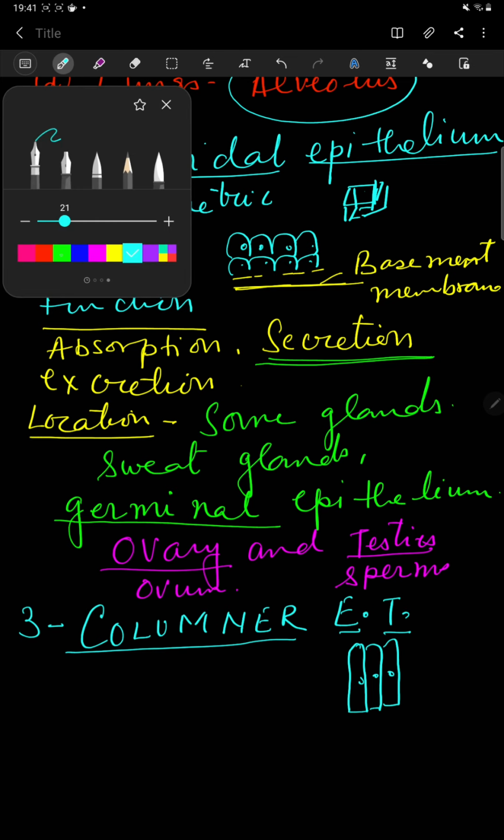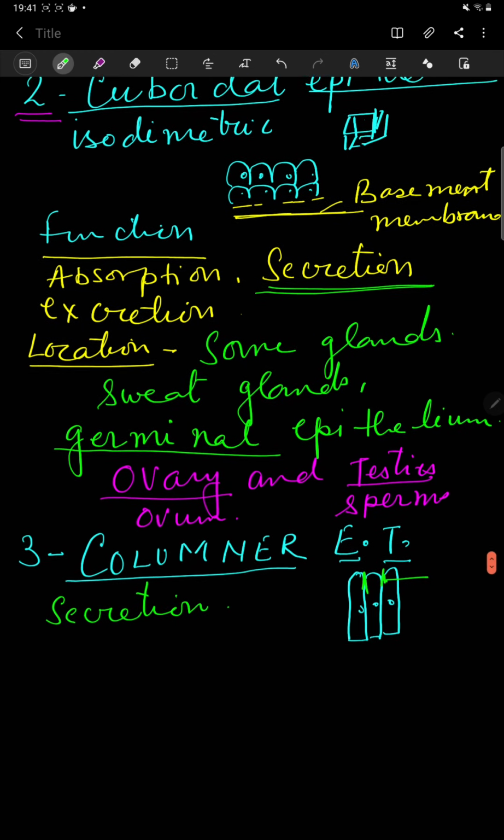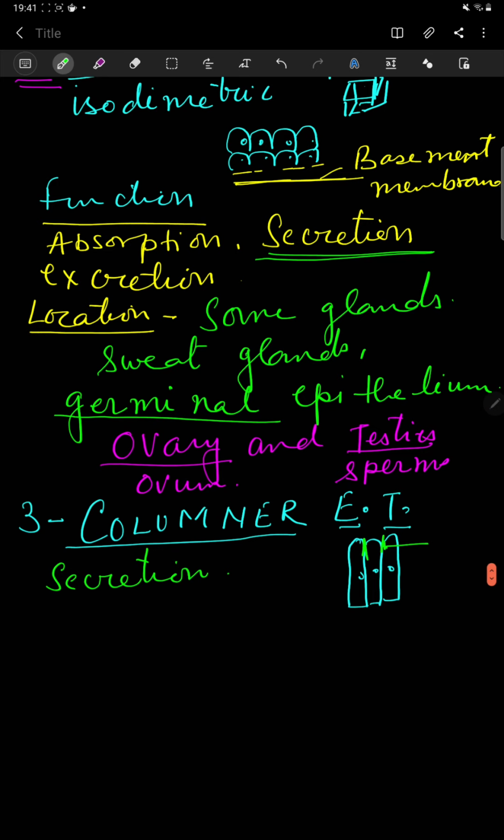Again you can observe that the intercellular space is very less. Here the gap is less, there is no gap, here also no gap, right. And this columnar epithelium, the main function is secretion. Basically they are responsible for making the glandular structure, gland secreting cells.